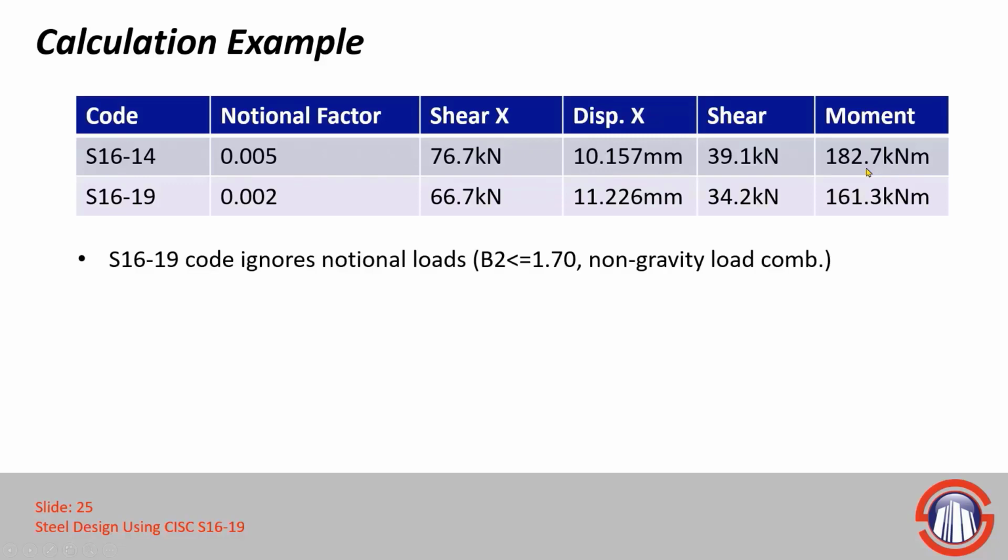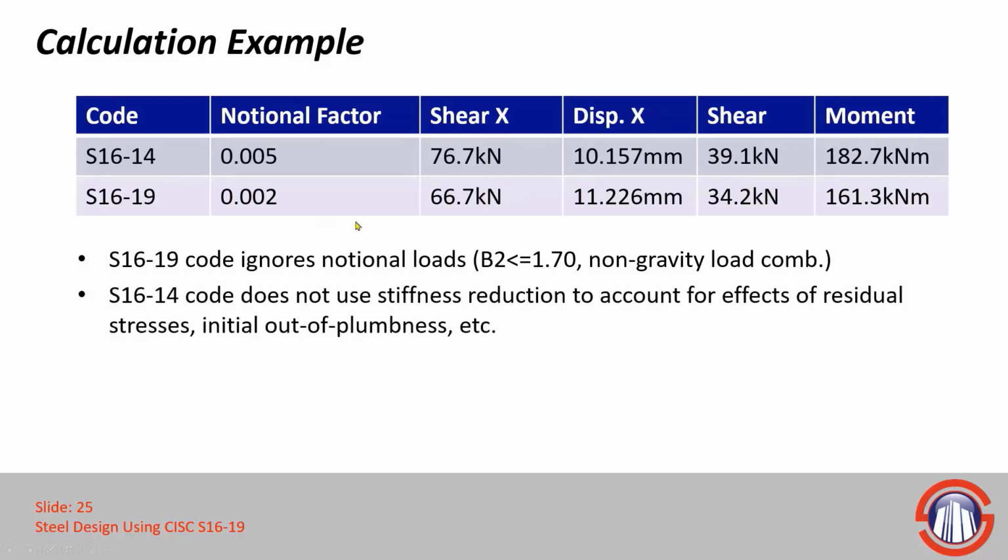And again, just to repeat ourselves, why is the shear X different? Well, remember the S16-19 code ignores notional loads in this situation because in this situation, B2 is less than or equal to 1.7, and it's a non-gravity load combination. And the S16-14 code here doesn't use the stiffness reduction that we were talking about earlier to account for the effects of residual stresses and initial out of plumbness and so on. So we are getting some different results between the two.